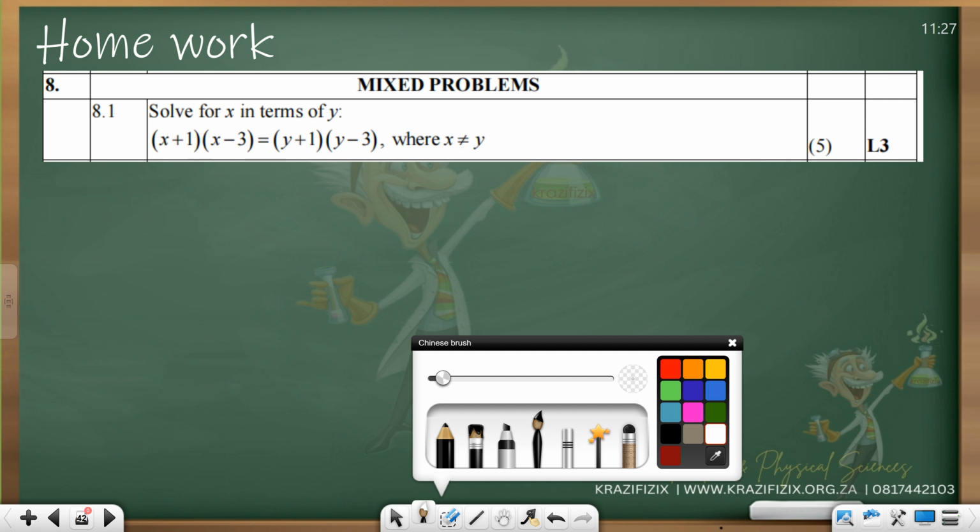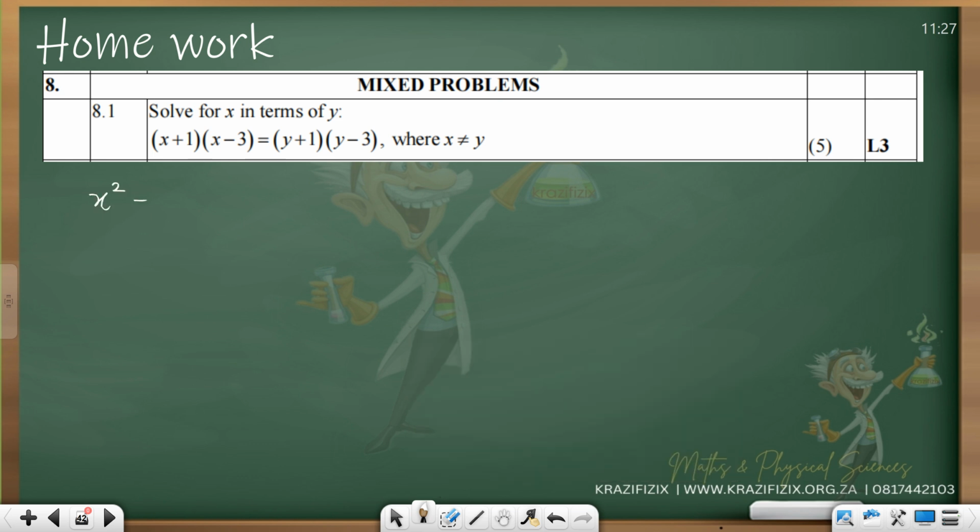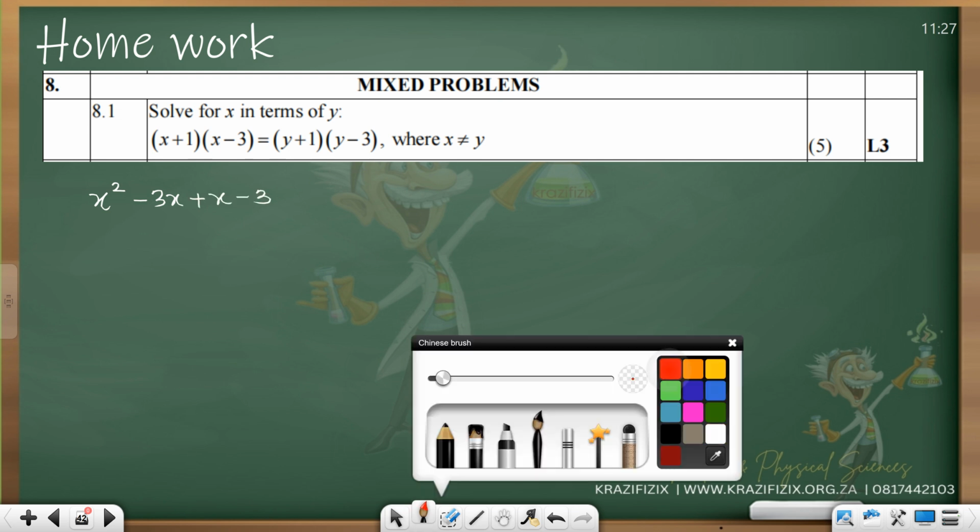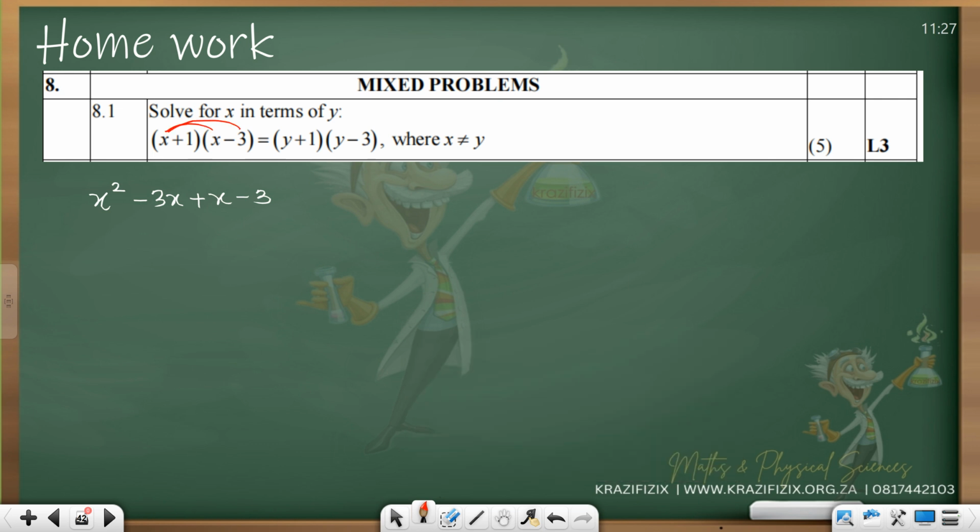Let's expand first. x times x will be x squared minus 3x plus x. I'm sure, guys, you know how to FOIL. We FOIL. If I do the same thing on the right hand side, it will be what? y squared minus 3y. Let's see. I think we can simplify. x squared. I don't know where this would lead us. Well, let us see something. Okay. y squared.